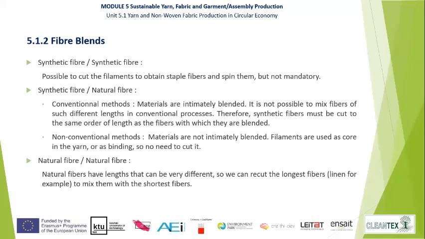And then if we blend a natural fiber with another natural fiber, then they can have lengths really different. For example, linen and cotton. The linen is the longest natural fiber, while the cotton is a very short fiber. So we need to recut the longest fibers to make them with the shortest one. However, when we mix cotton with cotton, for example, it's not necessary to recut the fibers. The important information here is to remember that to mix two fibers together, it's necessary to have the same order of length.